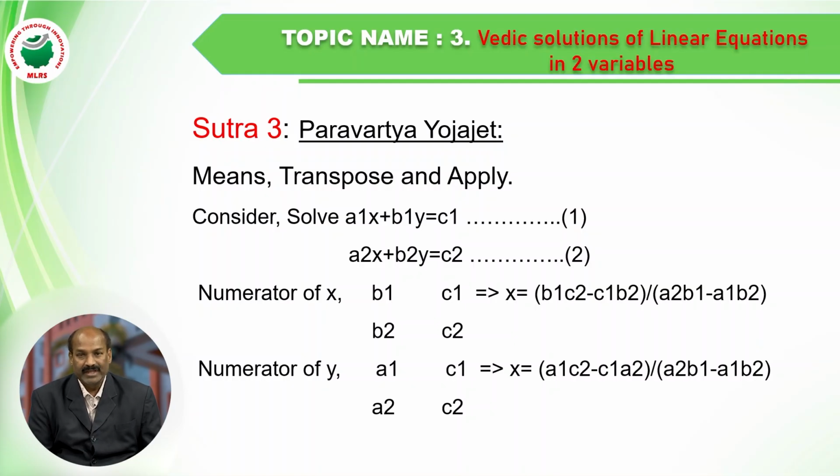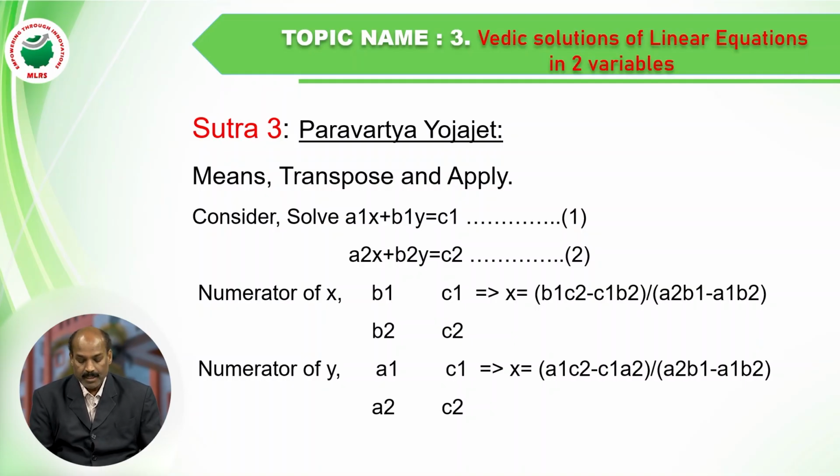For example, we consider two equations in two unknowns or two variables: a1x plus b1y equals c1, a2x plus b2y equals c2. Now in this, a1, b1, c1, a2, b2, c2 are constants and x, y are the two variables. So solving this system of linear equations is nothing but finding the values of the unknowns x and y.